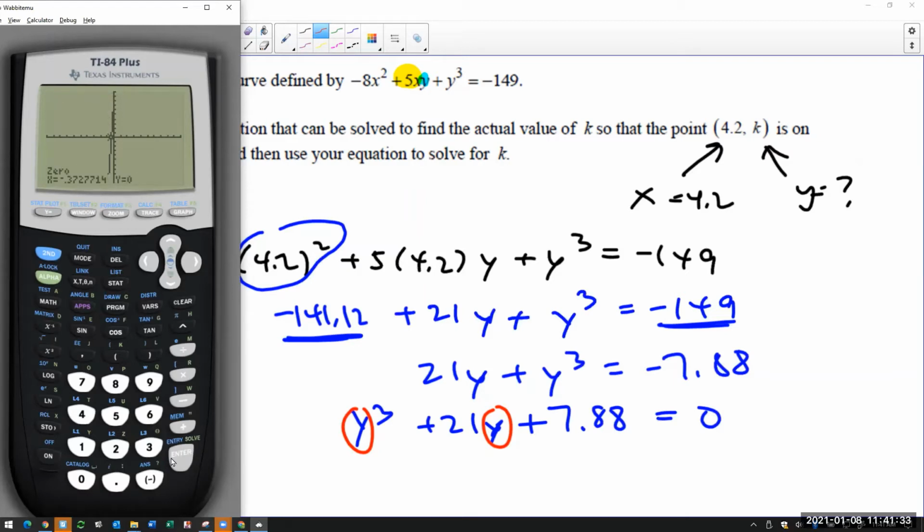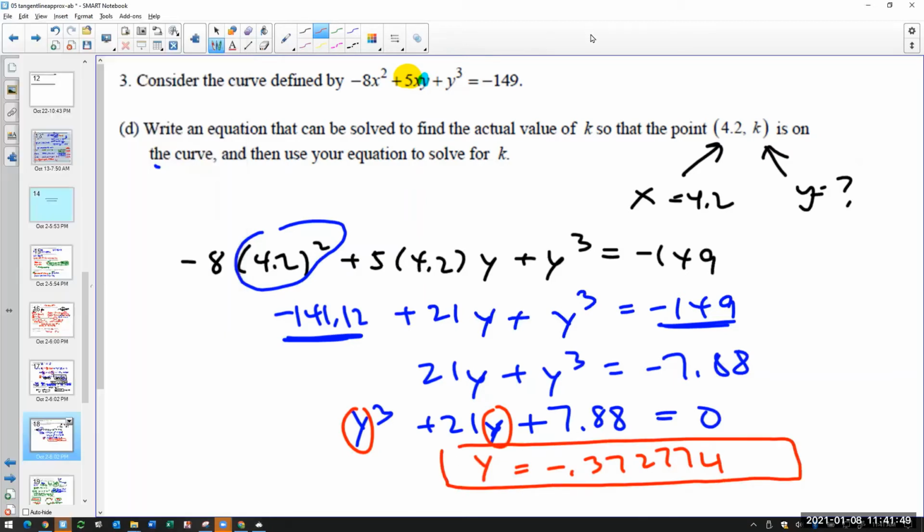That's my 0. Okay, so this is where this is equal to 0. It's x equals, but really I'm doing y equals. So y equals negative 0.3727714, and that's my answer. Okay, so this is the actual y value, and on part C, I did the estimate of the y value.